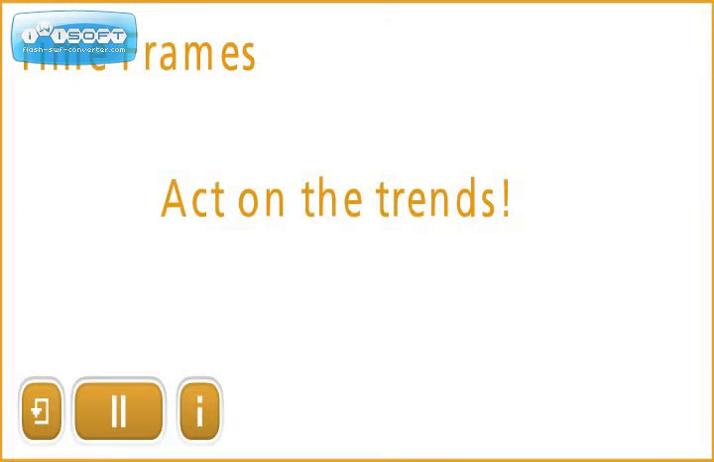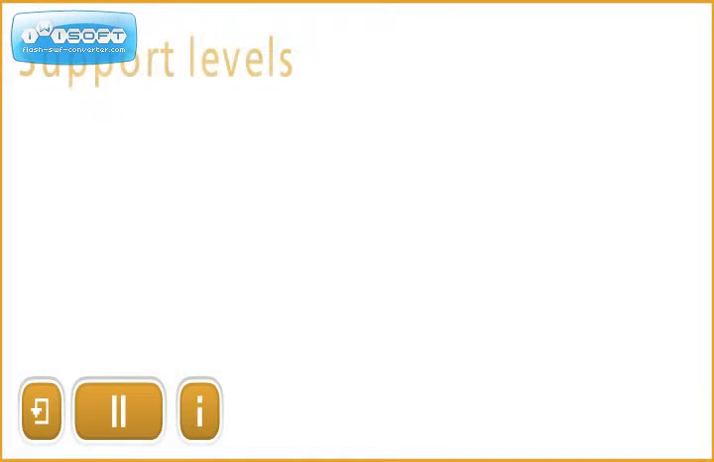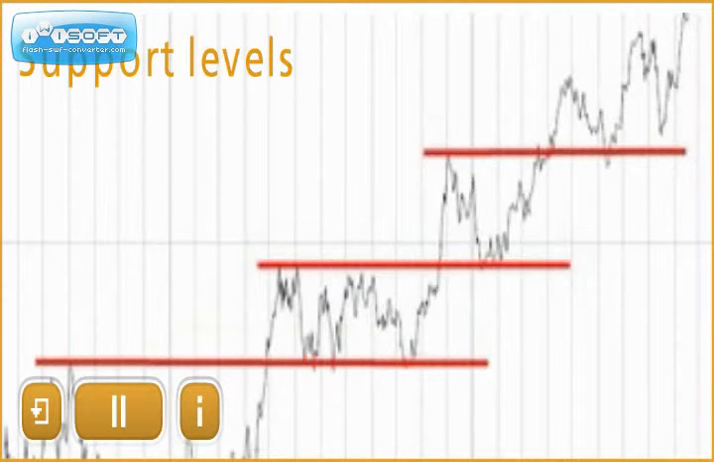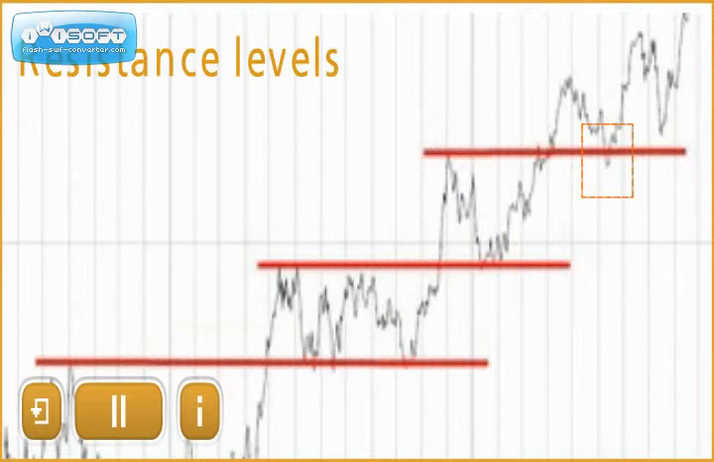Let's now take a look at support and resistance levels. Support levels are like price floors. They are price levels where the stock price stops moving lower, turns around, and starts moving higher. Resistance levels are like price ceilings. They are price levels where the stock price stops moving higher, turns around, and starts moving lower.